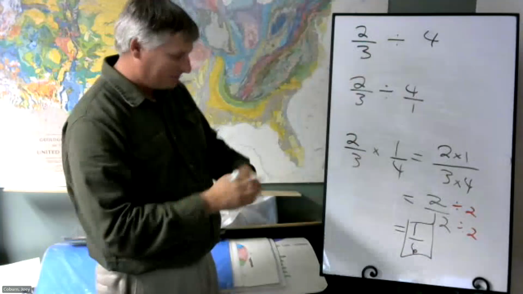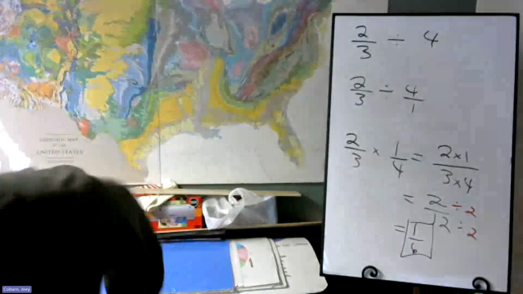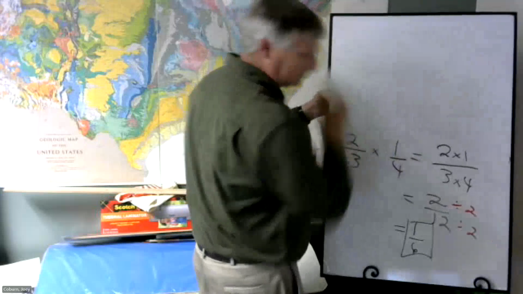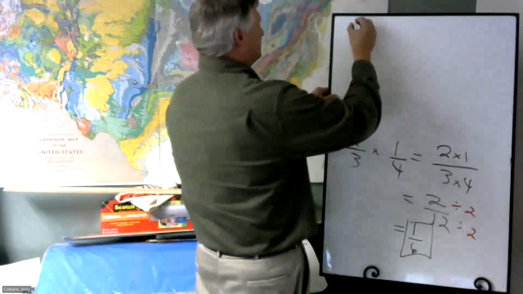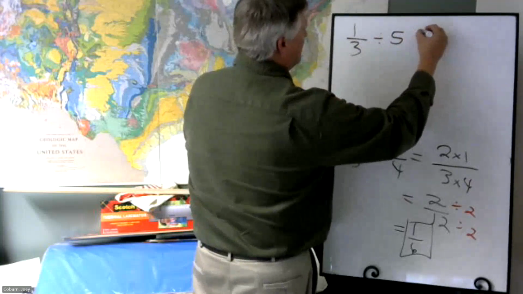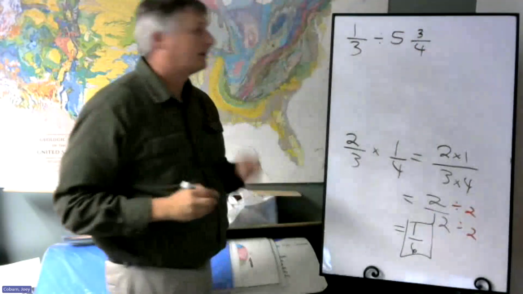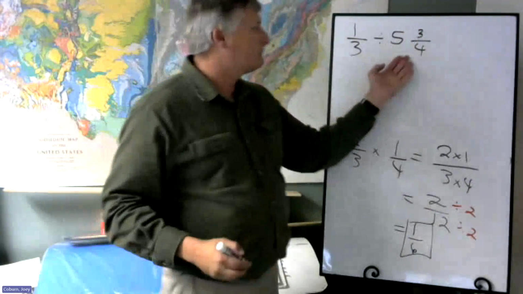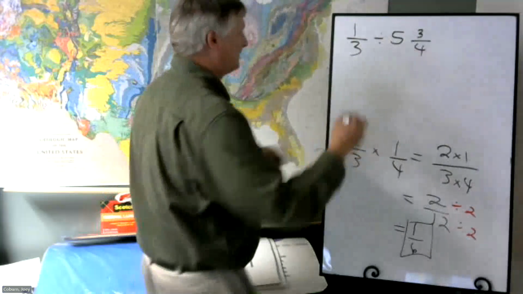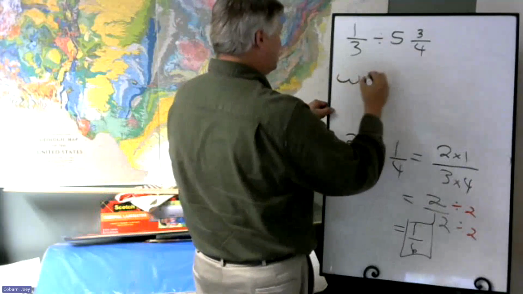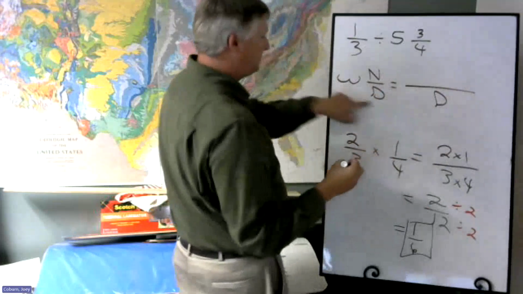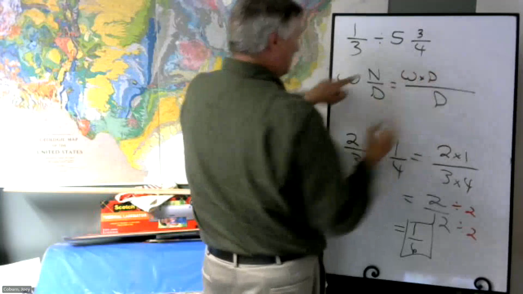And there we go. Now, suppose we have a mixed number. Suppose we have something like this. Well, we want to convert the mixed number to an improper fraction, just like we did with multiplication. So what we do, we use the formula W n over D equals D, W times D plus N.